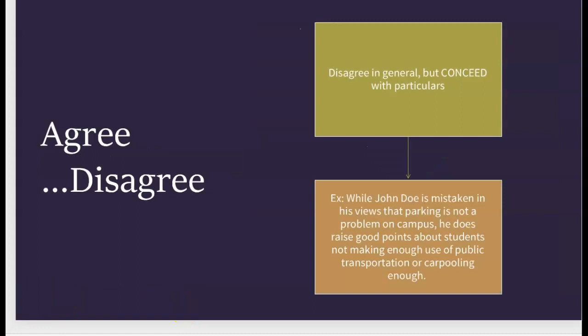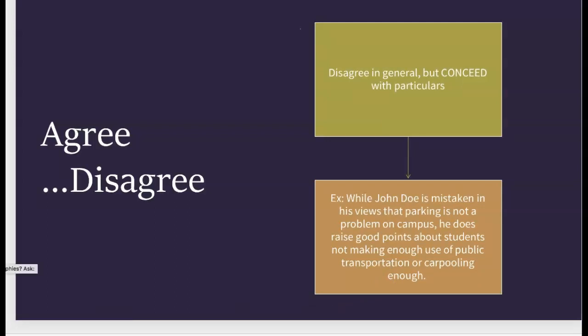Another way to agree and disagree simultaneously is to disagree in general, but concede with particulars, or in other words, agree with the particulars. For example, while John Doe is mistaken in his views that parking is not a problem on campus, he does raise good points about students not making enough use of public transportation or carpooling enough. So I'm disagreeing with his statement in general that parking is not a problem, but I'm conceding to these points about public transportation and carpooling. So there are various ways that you can add complexity or show complexity with your argument and with your sources by agreeing and disagreeing with them.